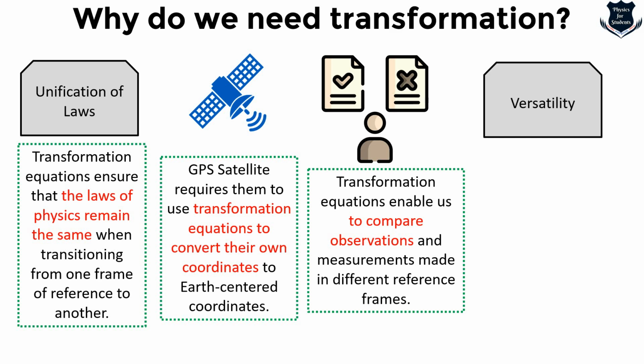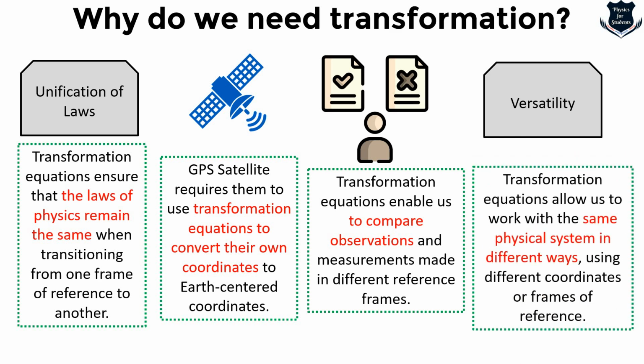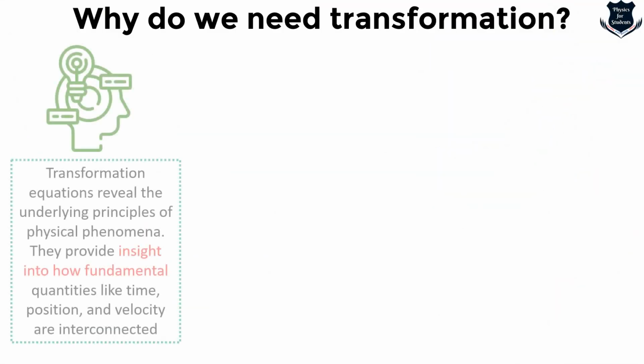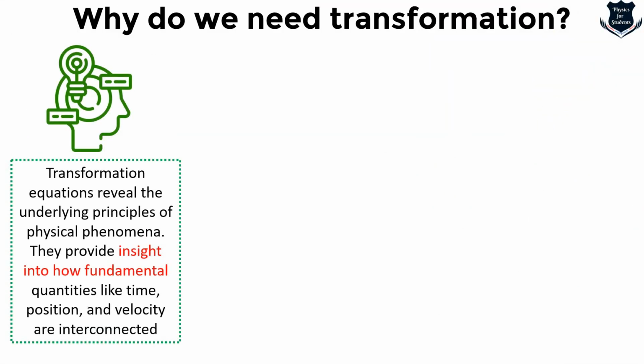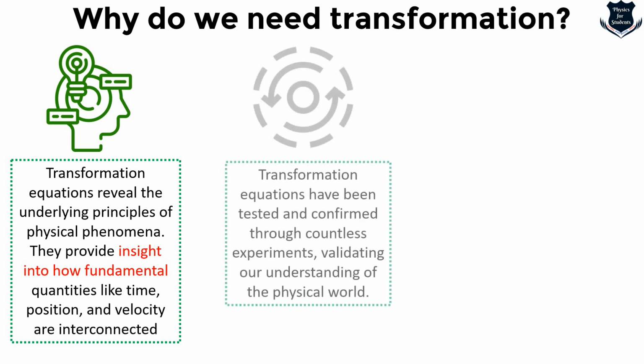And lastly, there is versatility. That means transformation equations, when they transfer from one coordinate system or frame of reference to another, can be used in different coordinate systems, thereby generalizing and making our system in physics much more rigid. Transformation equations are also important because they provide insight into how fundamental quantities, for example time and velocity, are connected with each other.